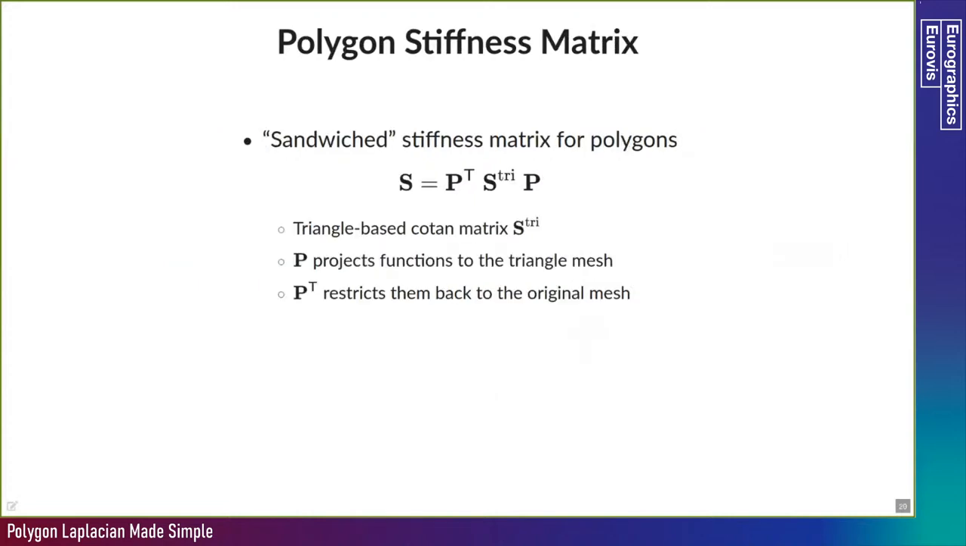With this, we are then able to define our new stiffness and mass matrix. By computing the stiffness matrix on the triangle mesh, we sandwich it with our prolongation and restriction operators, completely hiding the whole refinement step, and obtain a new matrix that lives on the coarse polygon mesh.